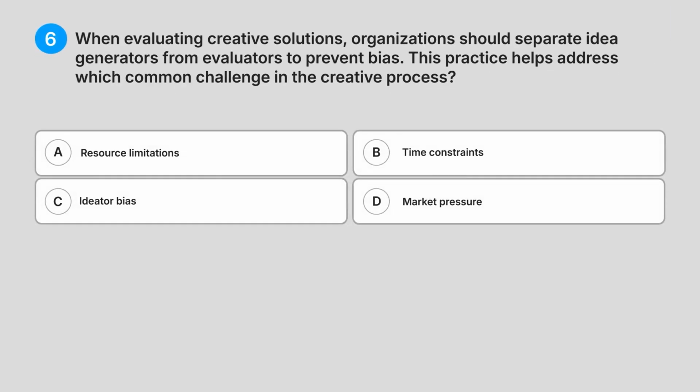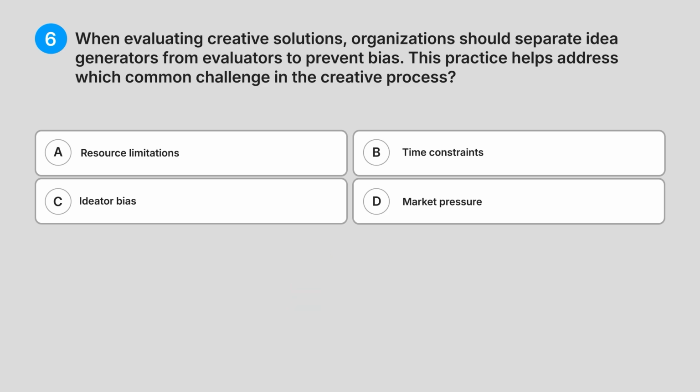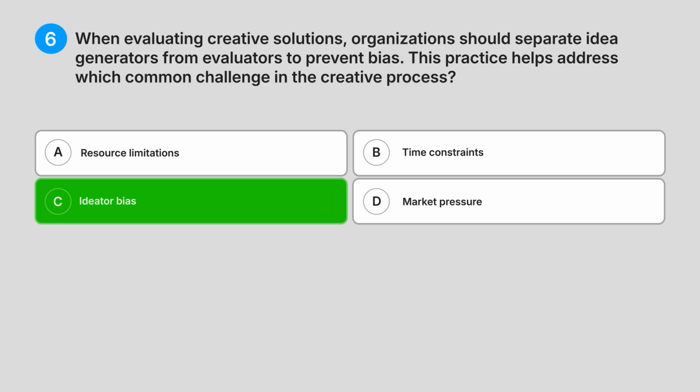6. When evaluating creative solutions, organizations should separate idea generators from evaluators to prevent bias. This practice helps address which common challenge in the creative process? A. Resource limitations. B. Time constraints. C. Ideator bias. D. Market pressure. Do you know the answer? Correct answer, C. Ideator bias.